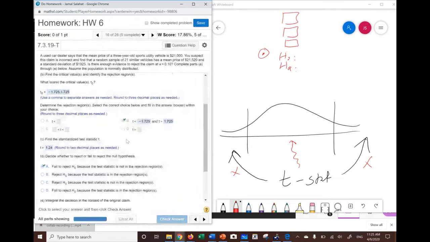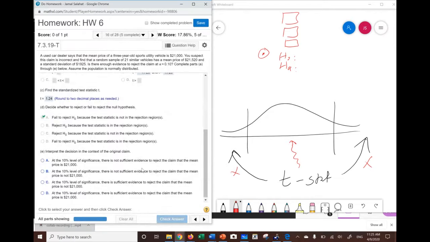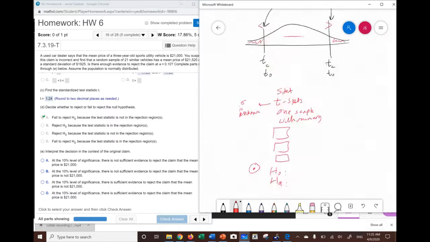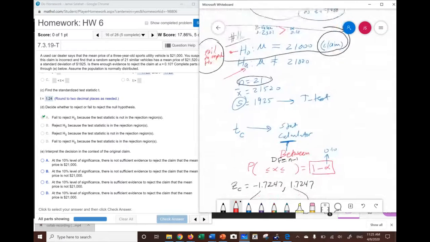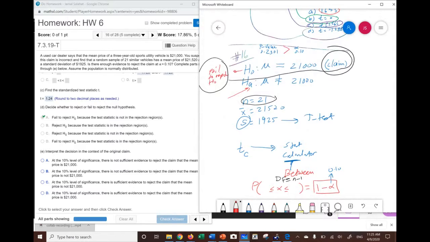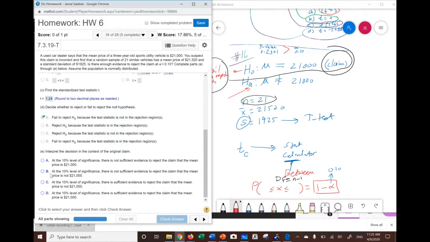Okay. Now the last part of the problem telling us, okay, if you are failing to reject H-naught, what happens to the claim? Notice that we said this earlier. If you fail to reject H-naught, you are failing to reject the claim. It's the same because H-naught happened to be the claim. So we're going to come in here and say, okay, at the 10% level of significance, there is not sufficient evidence to reject the claim. That is number one, or A.